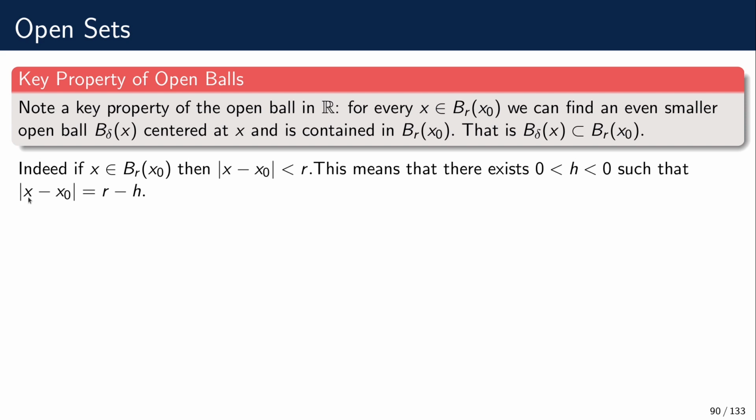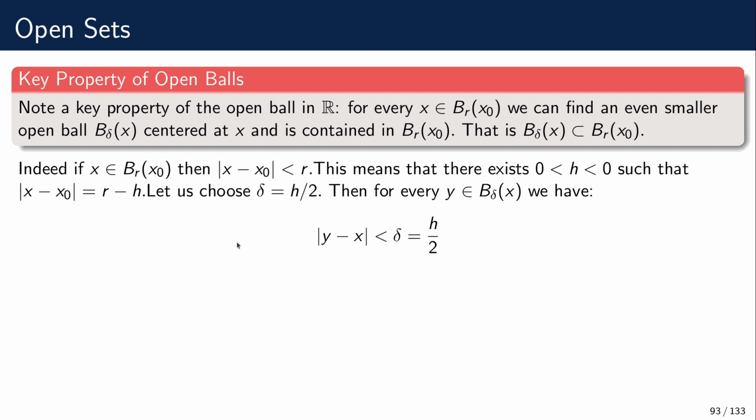So let us denote |x minus x0|. We have this positive h. So let us denote this by r minus h, right? Because |x minus x0| is strictly smaller than r, we can define h as r minus this distance. Okay. And let us choose this delta to be h over 2, half of this distance. Then let's see what we have. Then for every y in this interval of length delta around x, let's see what we have.